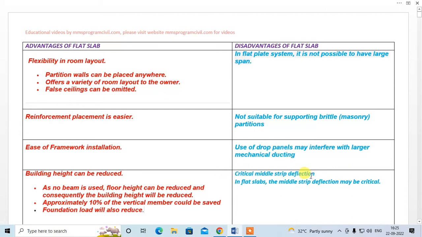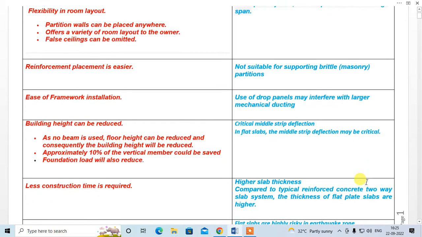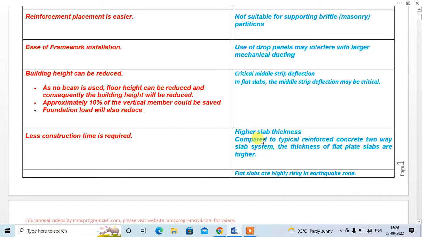Critical middle strip deflection. In flat slab, the middle strip deflection may be critical. Higher slab thickness. Compared to a typical reinforced concrete slab system, the thickness of the flat slab is higher, right? The thickness of flat slab is found to be higher than the regular conventional two-way slab. Flat slabs are highly risky in earthquake zones.